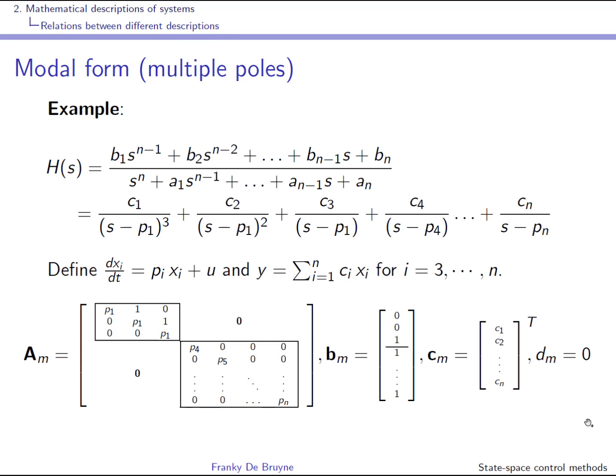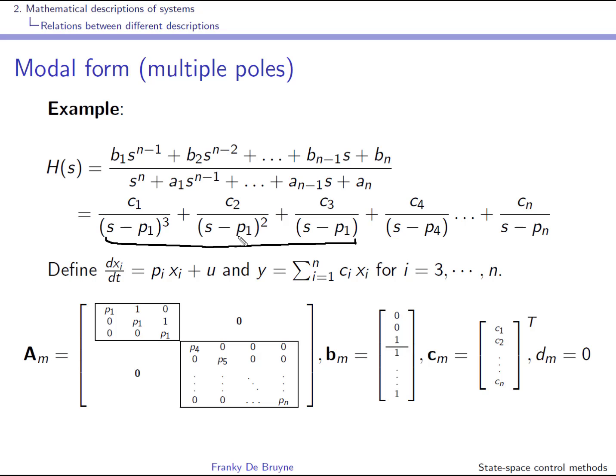So suppose now that we have multiple poles, and in the case of multiple poles it's impossible to do it in a general case, so I'll take an example over here. So suppose that all poles are simple except p1, that is a triple pole, so that when you do the partial fraction expansion you end up with something like this as far as the first pole is concerned.